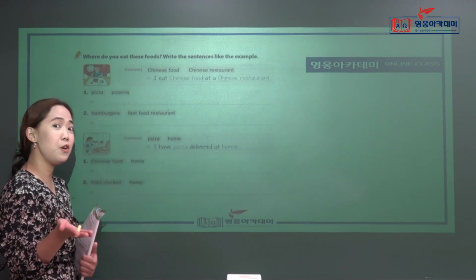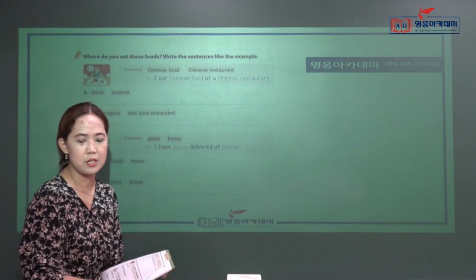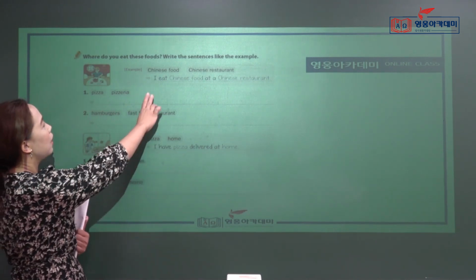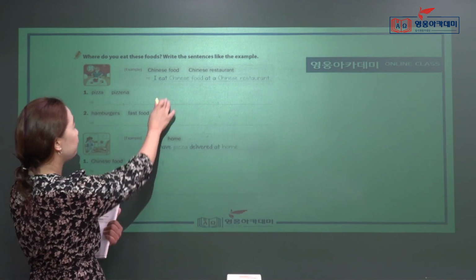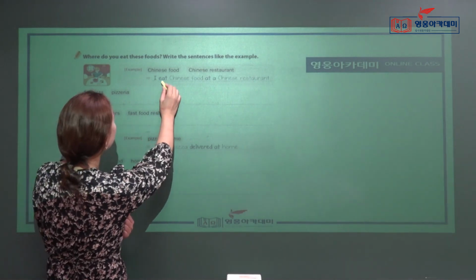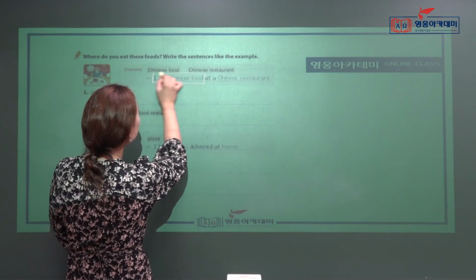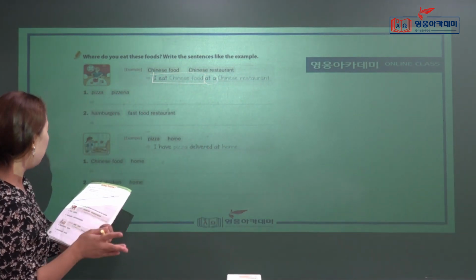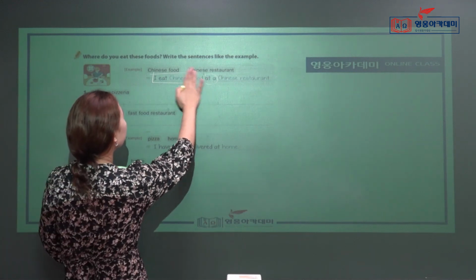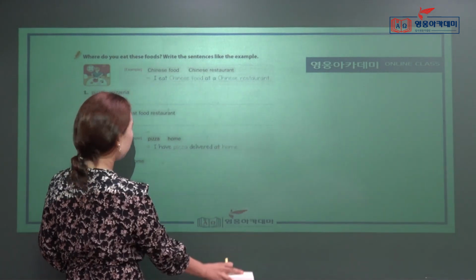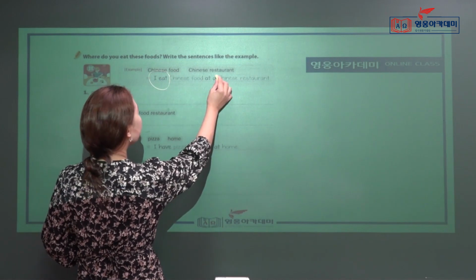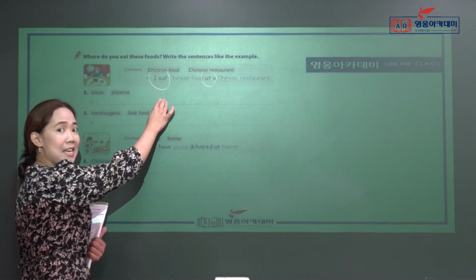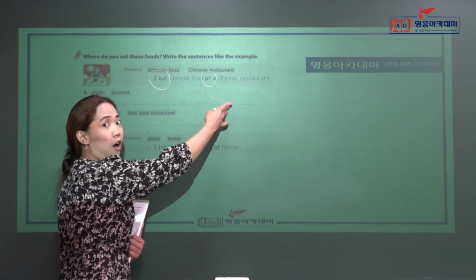Where do you eat these foods? Write the sentences like the example. What is the example? I eat, so you have, this is highlighted. I eat Chinese food at, like this, okay? I eat, okay, right over here. I eat and then at, okay? So you have to add these phrases, I eat and then at, okay?